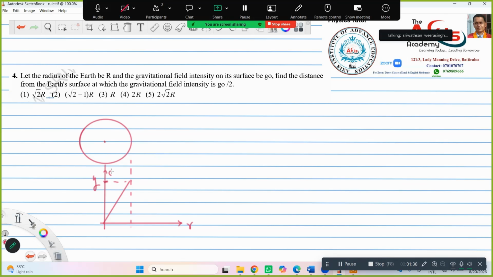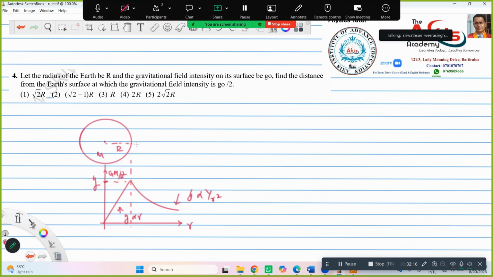That value will be G capital M over R square, where R is the radius of Earth and M is the mass of the Earth. And if you move outside the Earth's surface, gravitational field strength will reduce like this. That means g is proportional to 1 over R square. Inside, g is proportional to R. Outside, g is proportional to 1 over R square. So they are talking about outside.